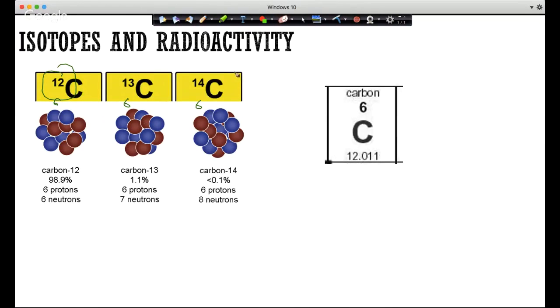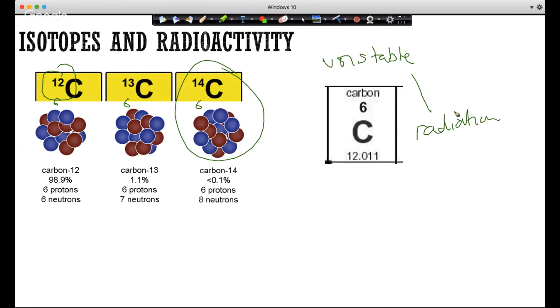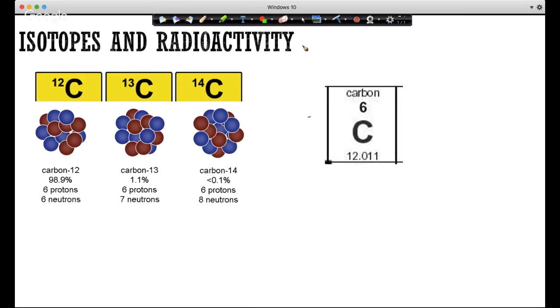Now, some of these, if they've got a lot of neutrons, become unstable. If they're unstable, they can release radiation. If they release radiation, it's either going to be alpha, beta, or gamma, which we're about to have a look at now. Oh, just before we do that, background radiation.